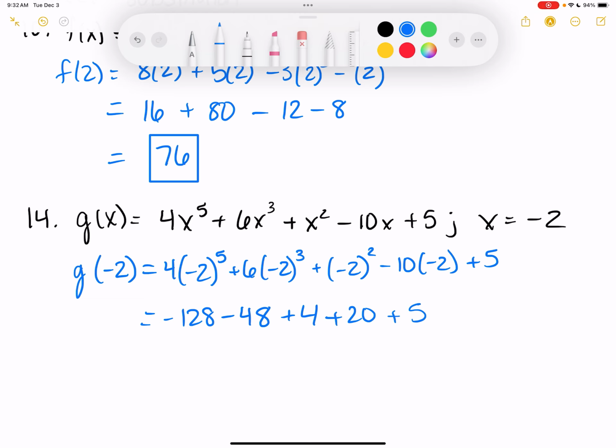Negative 8. It's a negative number. Negative. I think it's negative 147. So I was right.